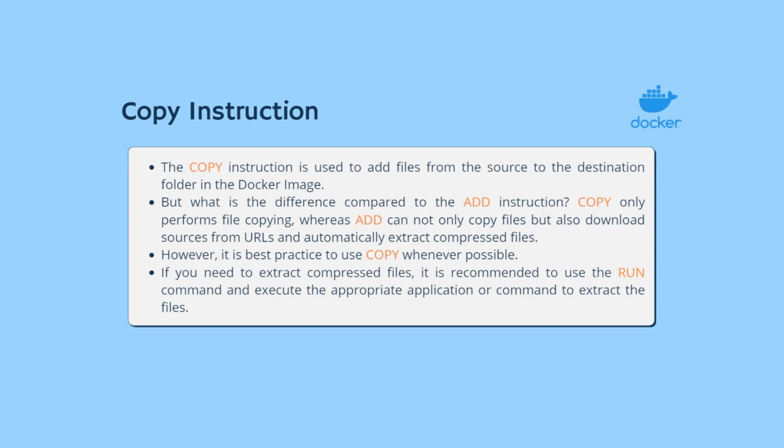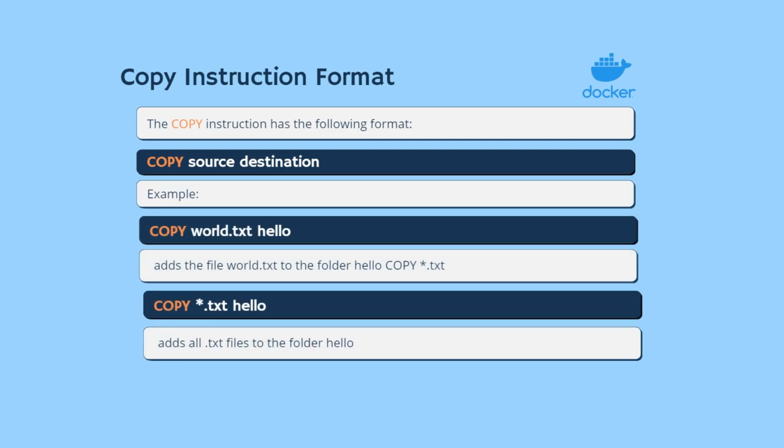If you need to extract compressed files, it is recommended to use the run command and execute the appropriate application or command to extract the files. The copy instruction has the following format: copy source destination. Example: copy world.text hello adds the file world.text to the folder hello. Copy *.text hello.